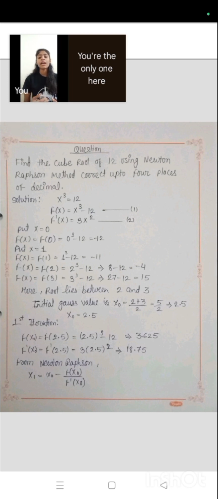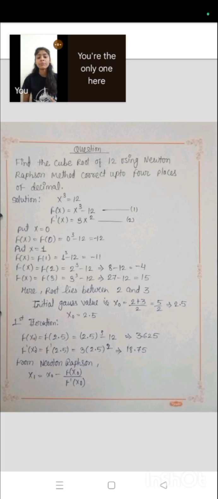Now we put x is equal to 0 in f of x. So f of x is equal to 0 cube minus 12, which is equal to minus 12. Now again we put x is equal to 1, and f of 1 is equal to 1 cube minus 12, which is equal to minus 11. When we put the value x is equal to 2, here 2 cube minus 12 is equal to 8 minus 12, which is equal to minus 4.